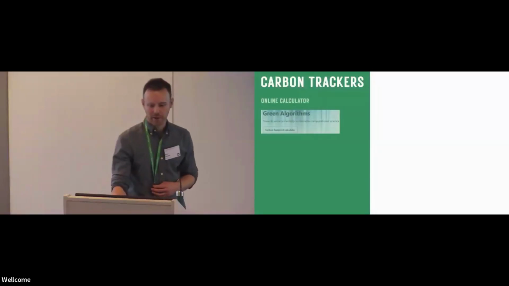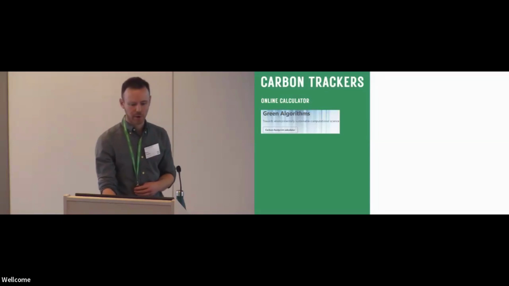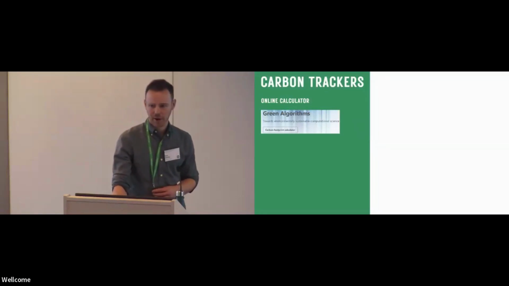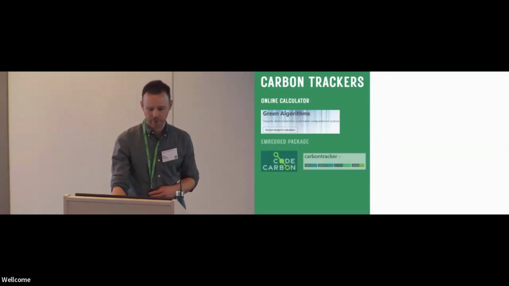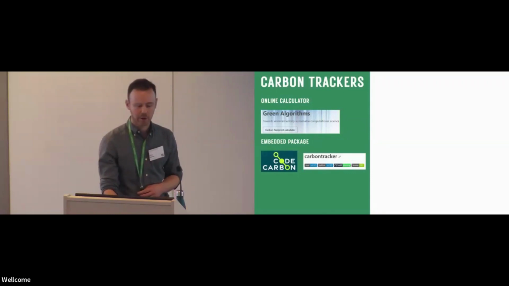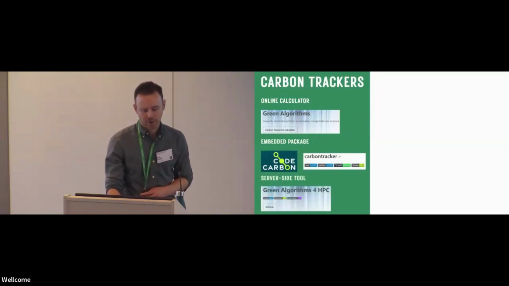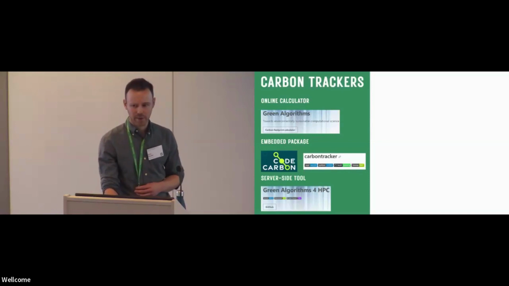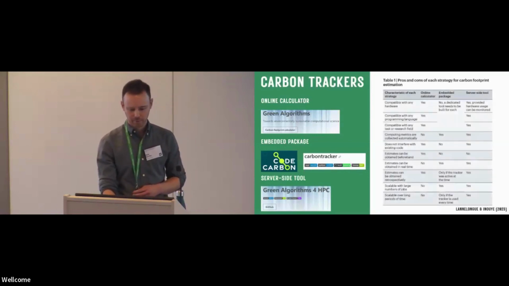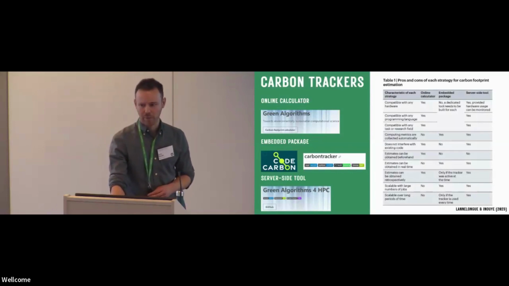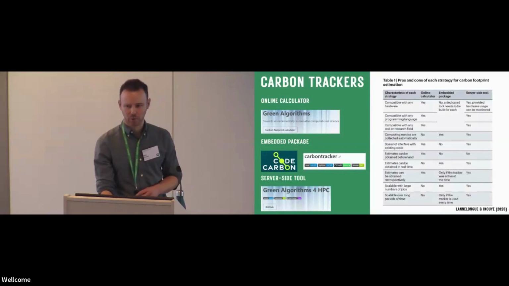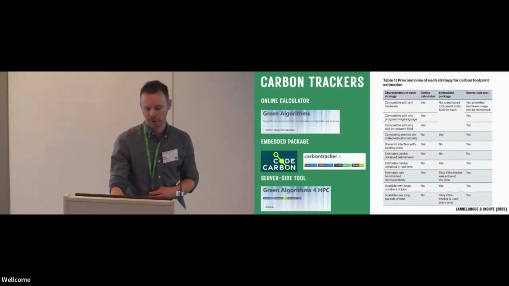Luik's already covered these in quite some detail, so I won't go into them too much, but you have various different families of carbon trackers, including online calculators like Green Algorithms, embedded packages like Code Carbon and Carbon Tracker, and server-type tools like Green Algorithms for HPC. Tools like this make it easy to quantify the footprint of computing. Luik's also talked about his recent paper weighing up the different benefits and downsides of these tools, and I do recommend checking that out if you're considering using these in your own work.